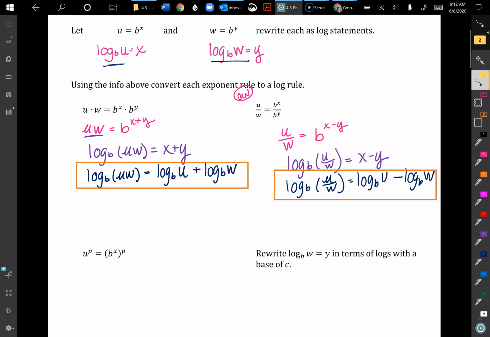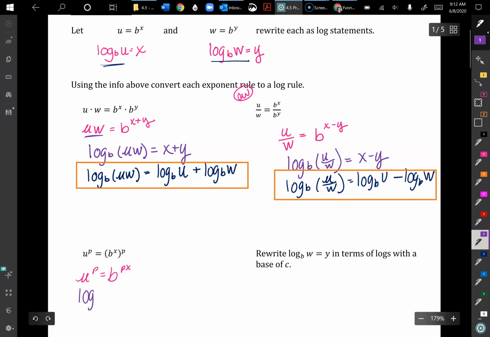So we're going to now put it into, well, before I put it in log form, I'm just going to multiply these out. So I have u to the p equals b to the xp, or we could rewrite that as p times x using our commutative property. Now we're going to put it into log form. So we have log base b of our result, which is u to the p over here, equals our exponent, which is p times x.